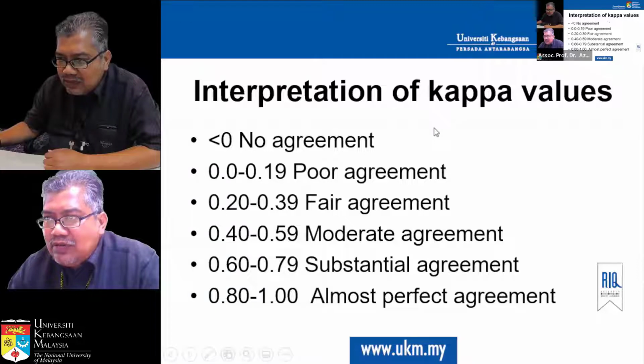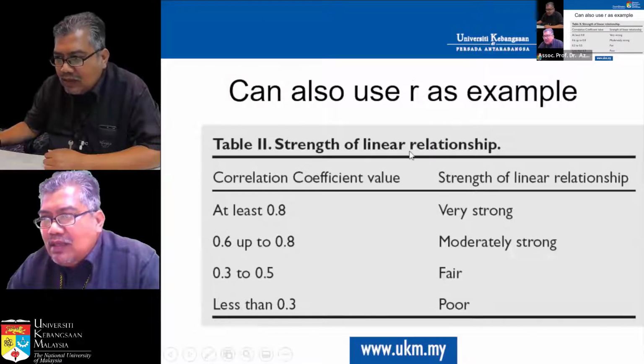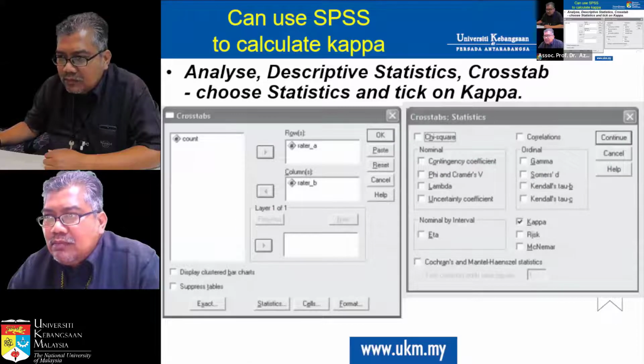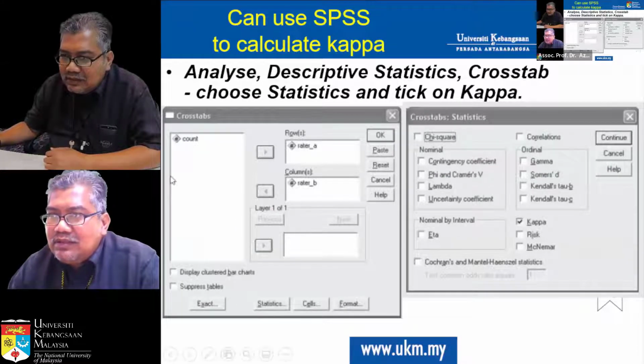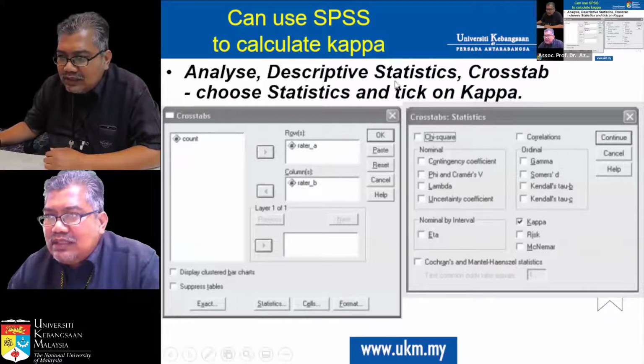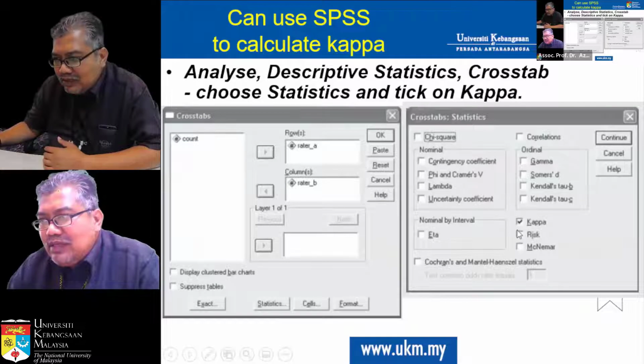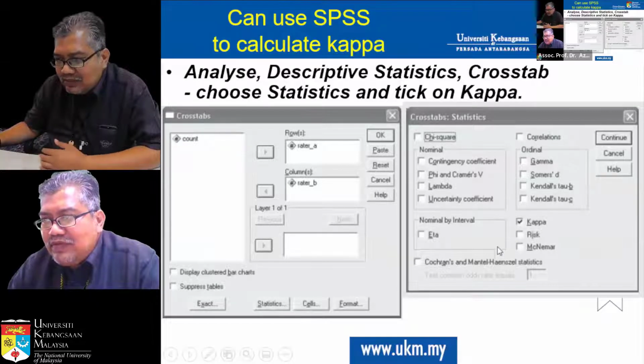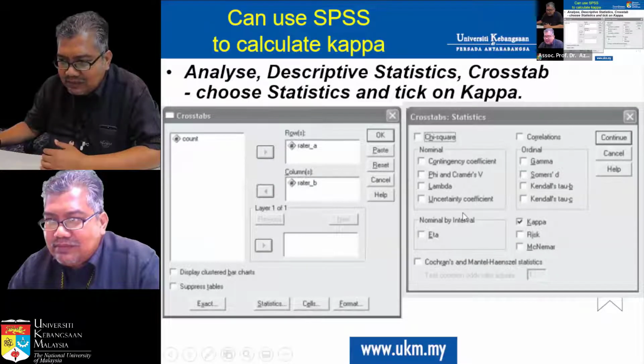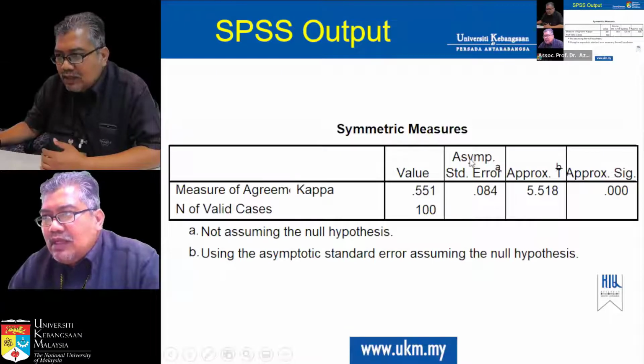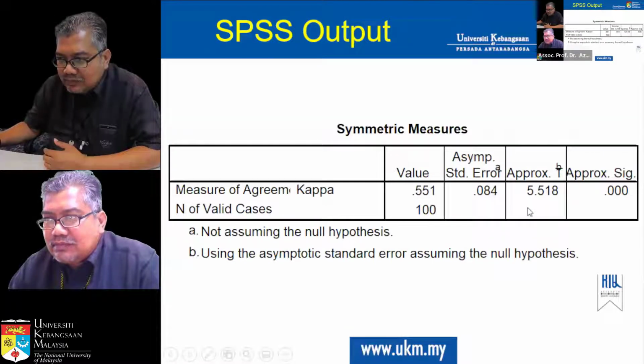So that is how you measure agreement for kappa. Under SPSS, you use the discrete statistics cross tab. Under choose statistics, you click on kappa, and for the row and the column, as usual, you select the two variables that have the data set. And then you get the answer of the kappa value.